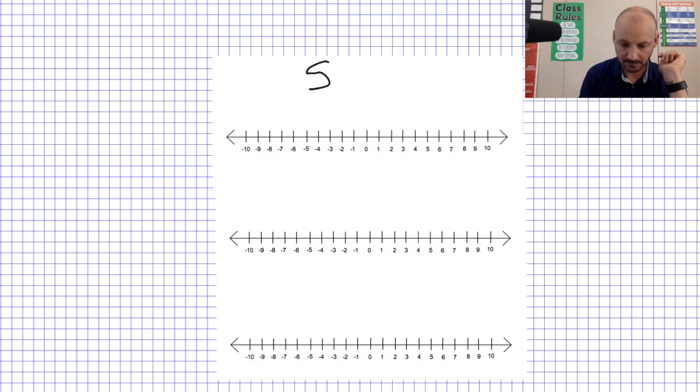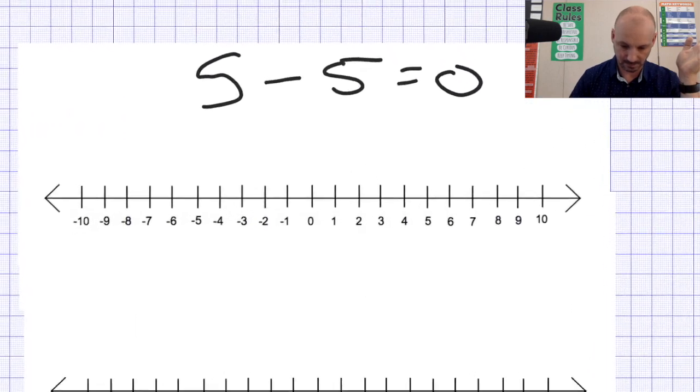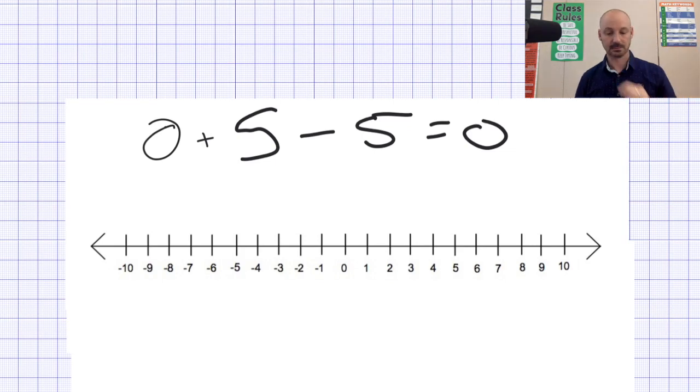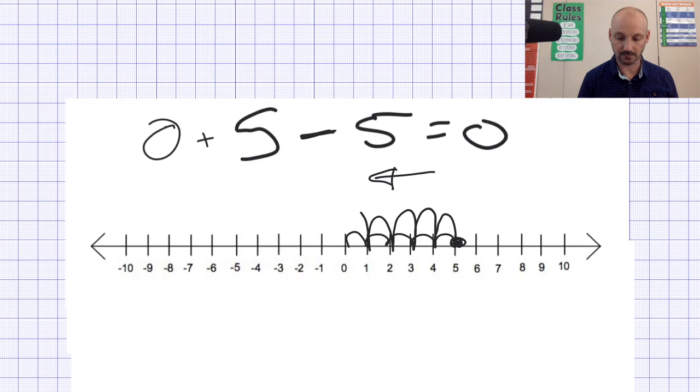So we started with 5 minus 5 equals 0. I will start at 0, and then I will add. So I'm going to get to 5 first. So 1, 2, 3, 4, 5. Now we're going to subtract. And when we subtract, we go in the negative direction, just like we've been doing forever. So I'm going to go back this way. 1, 2, 3, 4, 5. I end up at 0. Simple enough. That's the first scenario.